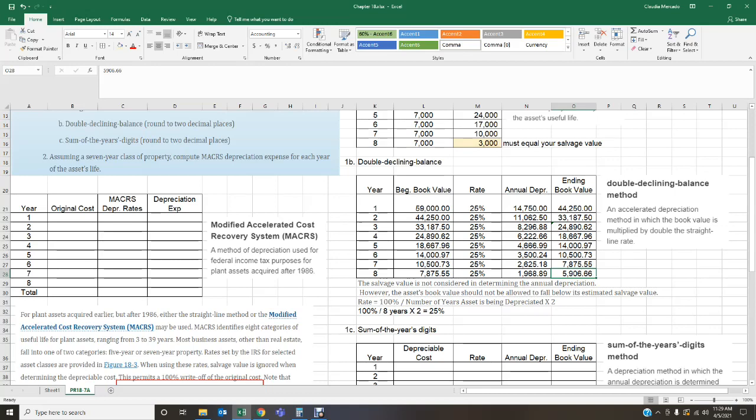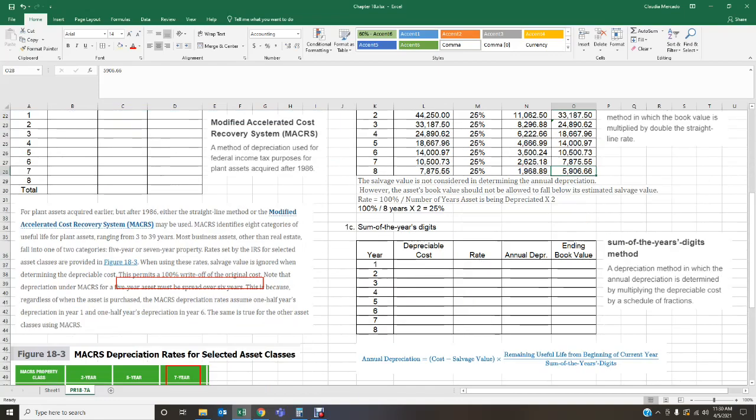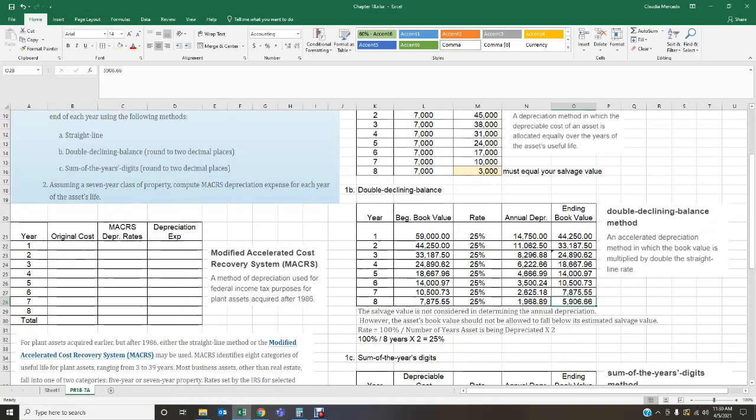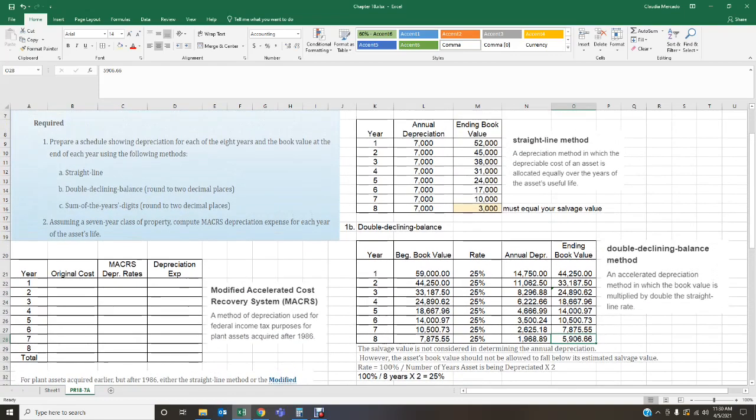The key is to calculate your rate correctly. And your rate is 100% divided by the number of years the asset is being depreciated for times 2. And in this case, it was 100% divided by 8 years times 2, and that gave me the 25% rate. Okay, so that is the second requirement, which was the double declining balance.